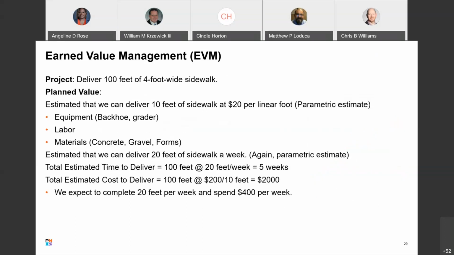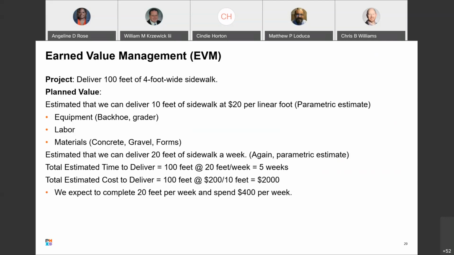Okay. All right, so let's jump into this. So we have earned value management, and this is going to kick off our sample project that we're going to walk through. So first up, the project is to deliver 100 feet of 4-foot wide sidewalk. So let's say we're going to pour concrete and build a 100-foot sidewalk in somebody's neighborhood, right? The plan value, estimated that we can deliver 10 feet of sidewalk at $20 per linear foot, and it's a parametric estimate.